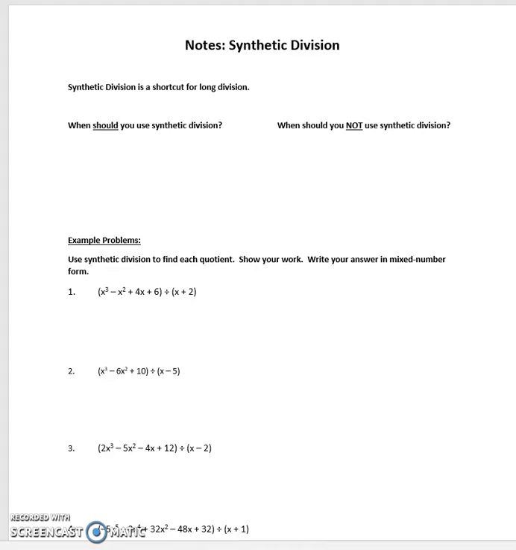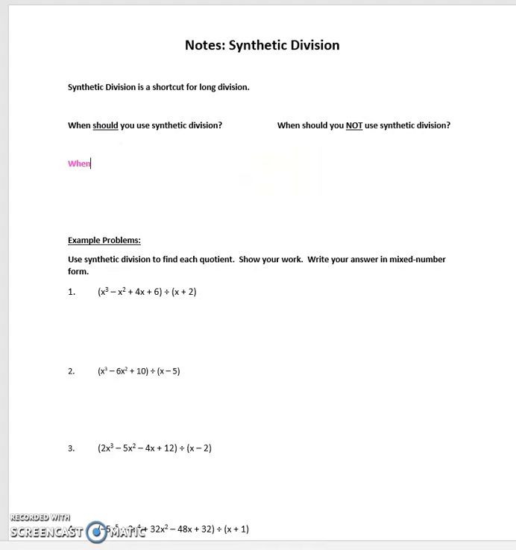So synthetic division is just like long division, but it's a shortcut. Long division will always work, but if you notice a certain format, then you can take it upon yourself to take this easier method. So when should you use synthetic division?